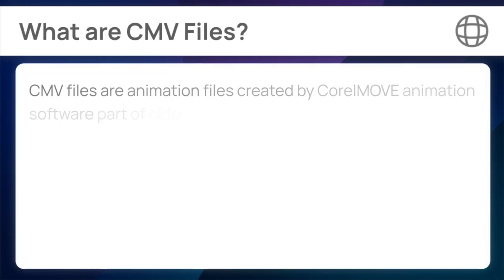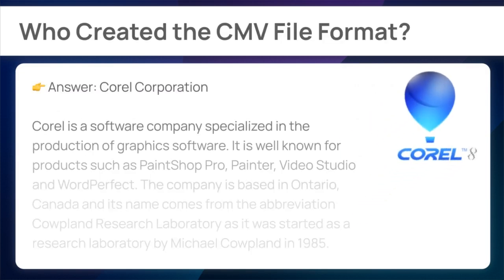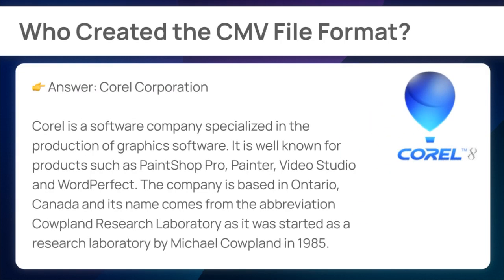CMV files are animation files created by CorelMOVE animation software, part of older CorelDRAW Graphics Suite versions. They contain frame-based animation data, including artwork frames, timing information, and playback parameters used to create simple animations for presentations, educational content, and graphic design projects.